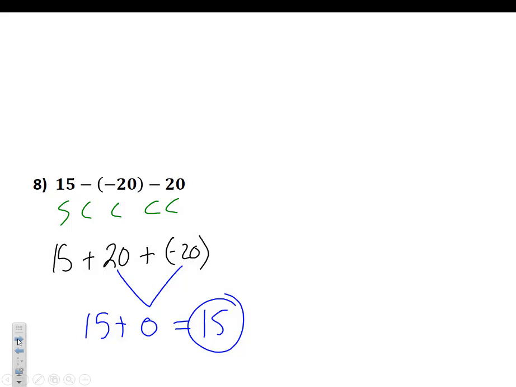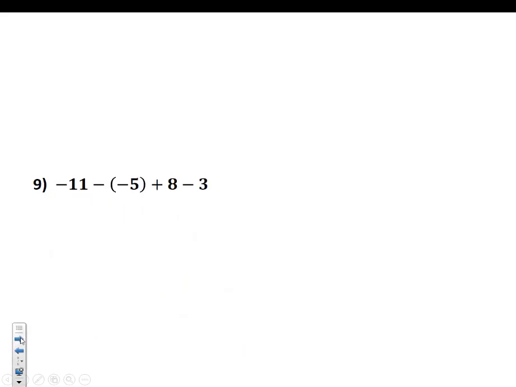Here we go. Next example, number 9. So we have negative 11 minus a negative 5 plus 8 minus 3. So in this particular case, we have 3 subtrahends and an add-in. Now, there is subtraction. So every time we see subtraction, we have to change to addition by the inverse. So we're going to use same change.